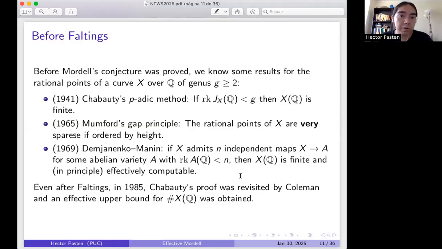For instance, it shows up in the proof of Mazur's conjecture regarding the number of rational points in curves by several authors, some of them in this audience. But I'm going to talk about Chabauty's proof. This was revisited by Coleman in the 80s, and it gave an effective bound for the number of rational points, provided that you have this rank condition.